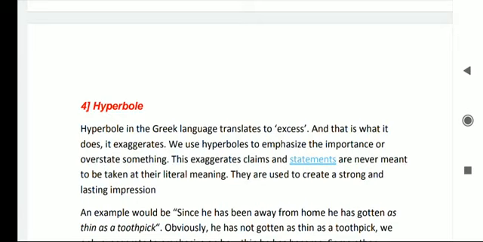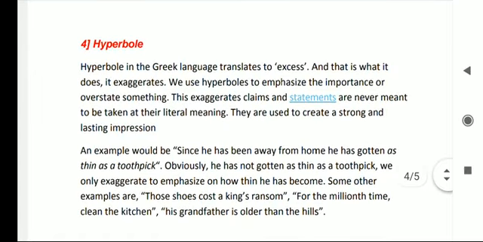Hyperbole in the Greek language translates to excess, and that is what it does. It exaggerates. We use hyperbole to emphasize the importance or overstate something. These exaggerated claims and statements are never meant to be taken at their literal meaning. They are used to create a strong and lasting impression. An example would be: since he has been away from home, he has gotten as thin as a toothpick.